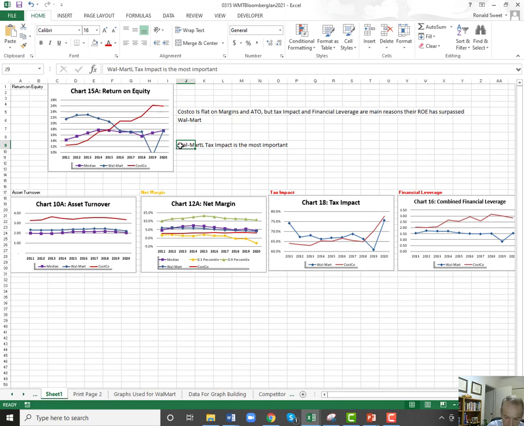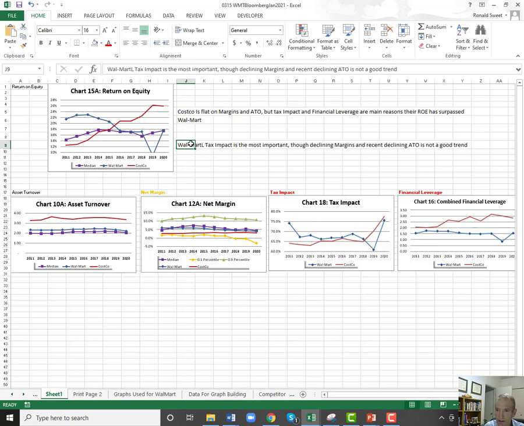We should probably add in here though, declining margins and recent declining ATO is not a good trend. So while ROE is coming down dramatically, some of this is because of the decline in margins, probably more than anything else. This big dip in 2019 seems to be almost entirely described by the tax impact. So it's tough. You just got to do your best.